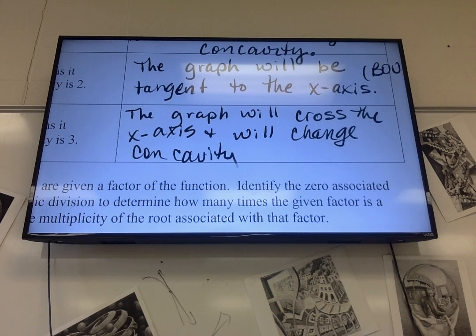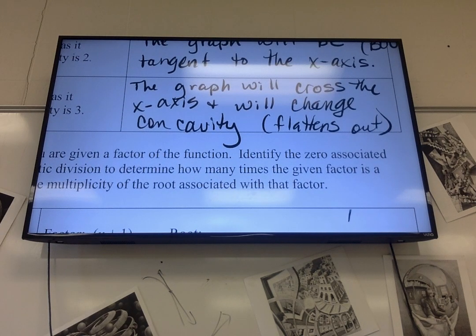Another thing that I hear people say is it flattens out. So like it's going and then it flattens out and then keeps going. So like right in here it flattens out. So that's kind of like Jenna was saying, it looked like it was constant for a while. It looked like it was 0 for a few points. That's because it had a multiplicity of 3.